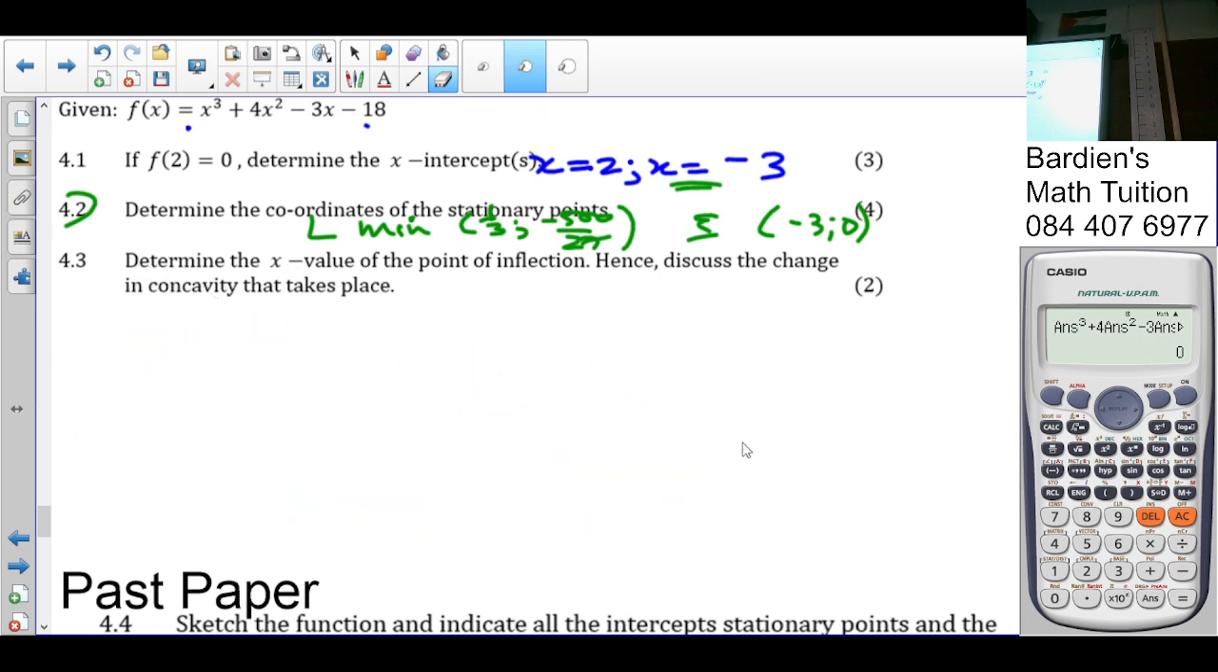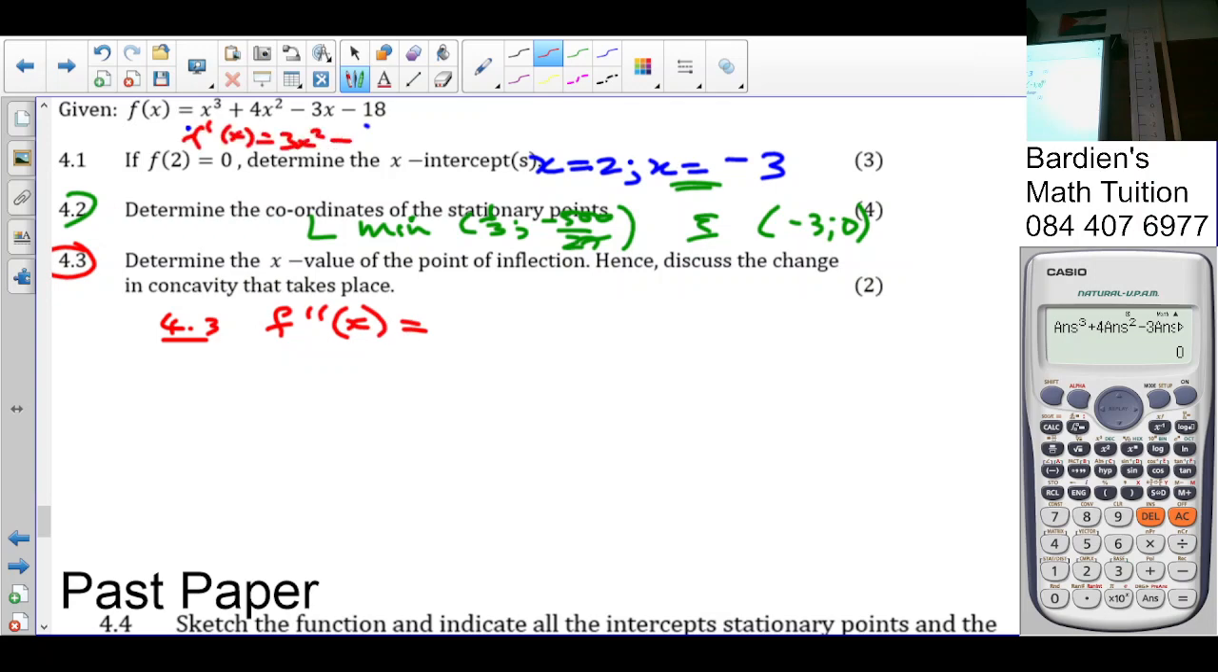In 4.3, determine the x value of the point of inflection. Hence discuss the change in concavity that takes place. So how do you work out the point of inflection? Second derivative. So you apply the second derivative. Remember the first derivative was 3x squared plus 8x minus 3. So your second derivative will be 6x plus 8. And I set that equal to 0. So x equals negative 4 over 3.